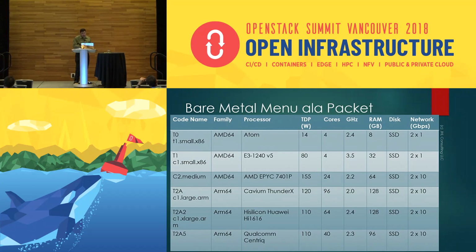Okay, so let's run through a little bit about the different hardware that Packet made available. The far left there, we see the different code names. This is sort of the internal name that Packet uses. So T0, T1, the C2 medium, the processor family, the thermal displacement. So basically, this is how much power and energy the machine kicks off.